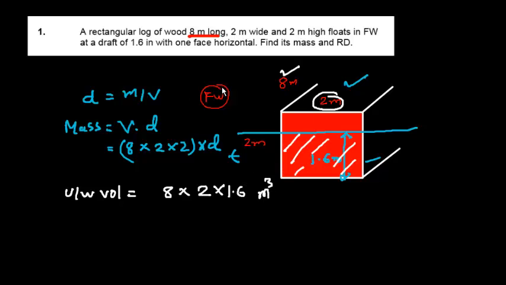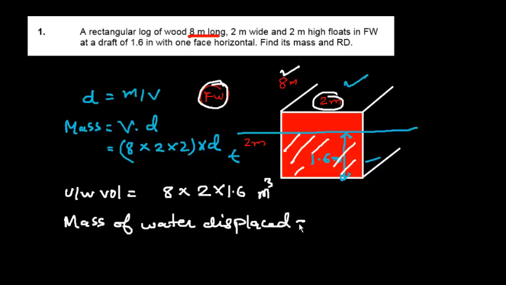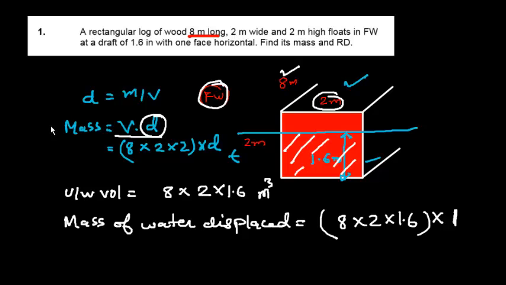Well, since it is floating in fresh water here, the mass of water displaced is this underwater volume, which is 8 into 2 into 1.6 into relative density of fresh water. And we know that relative density of fresh water is 1. Simply following this formula, mass is equal to volume into D, and here instead of writing ton per cubic meter, I'm using relative density. Well, as per law of flotation, this mass is equal to mass of water displaced. So both the equations are same.